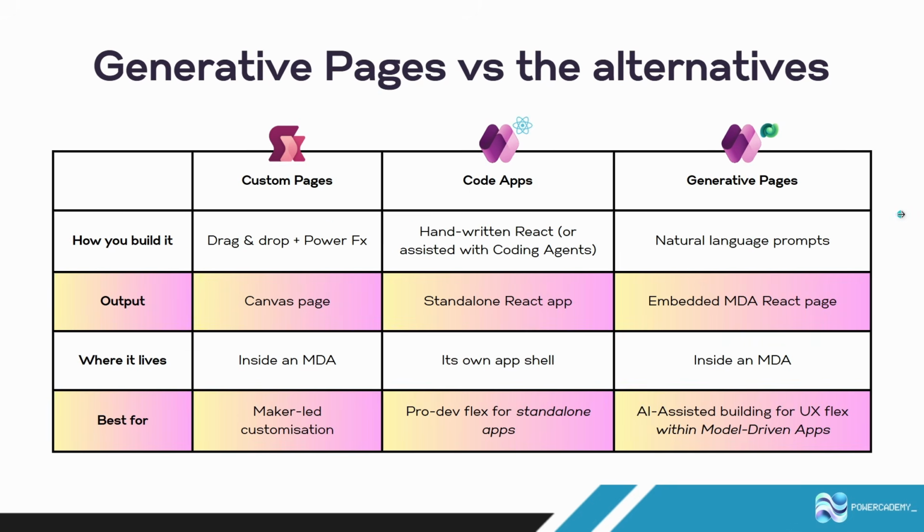So generative pages versus the alternative. So there's 3 kind of similar ways to develop, which kind of coincide with generative pages in some ways, and I'm going to go through the 3 here. They are generally custom pages, code apps, and generative pages. Now we've got a few different filter criteria here on the left-hand side.